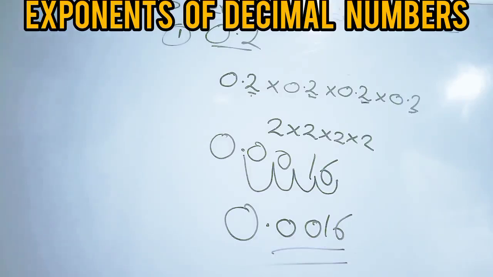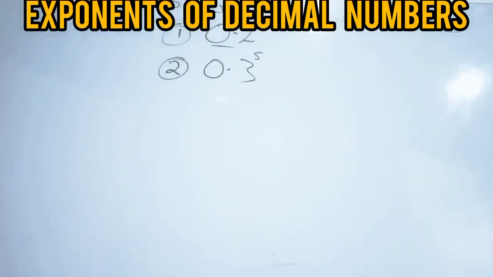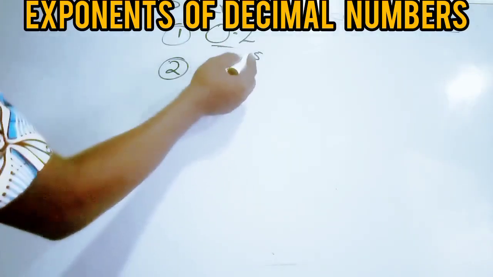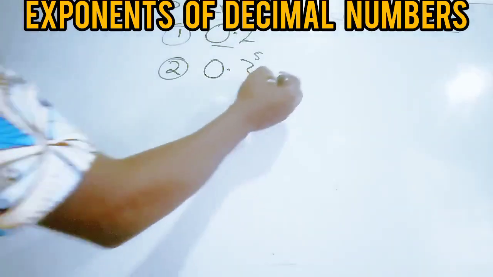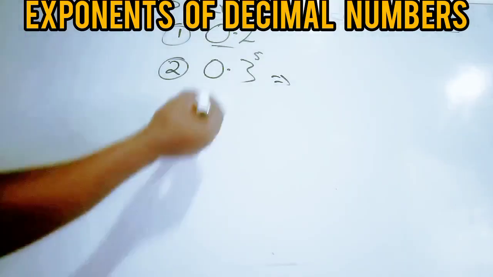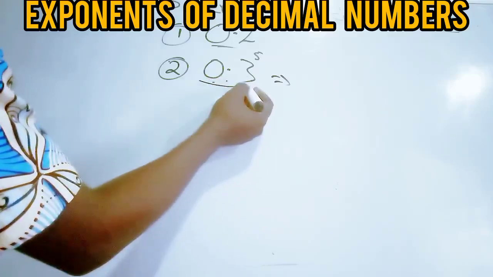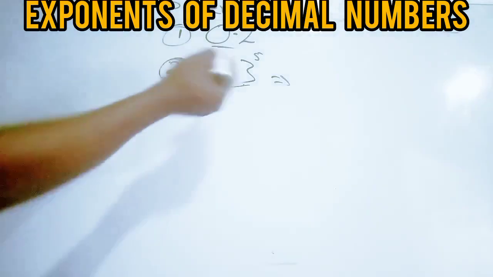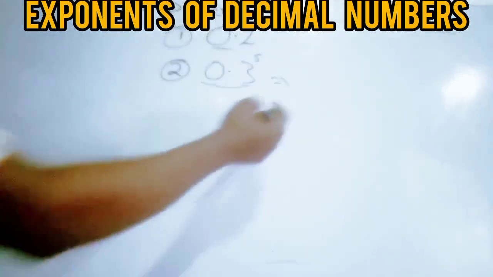Let us look at another example. Alright, example number 2. Okay, we have 0.3 exponent 5. How do you break this down? First of all, we know 0.3 is repeated 5 times, or it's multiplying itself 5 times, because of the exponent 5. So let's break that one down.